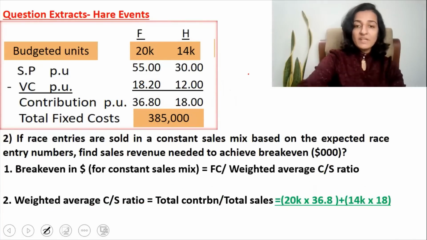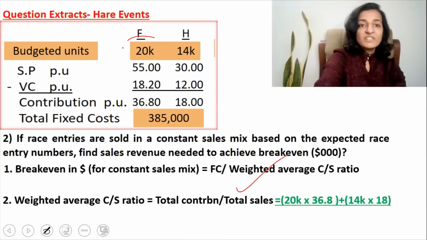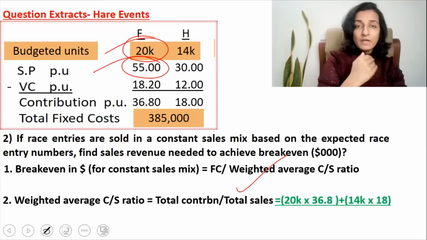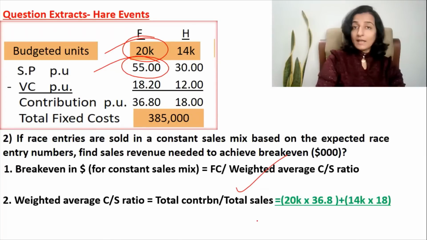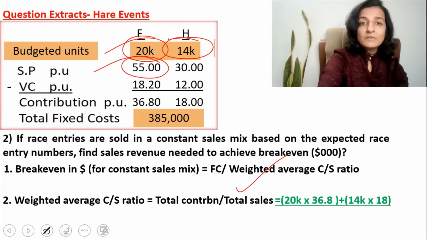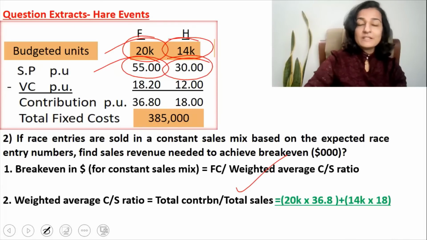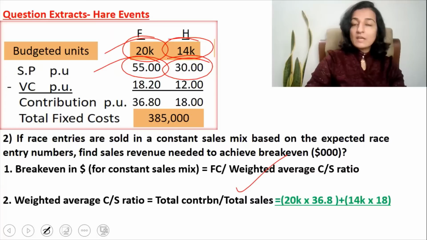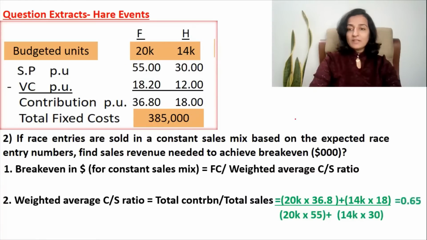Now coming to the denominator part, that is the total sales. The budgeted units is 20,000 for full marathon and the selling price is 55. So the total sales is 20,000 into 55 for full marathon, and for half marathon, it is 14,000 units multiplied by selling price of $30 per unit. So we substitute those figures to get the weighted average C/S ratio as 0.65.